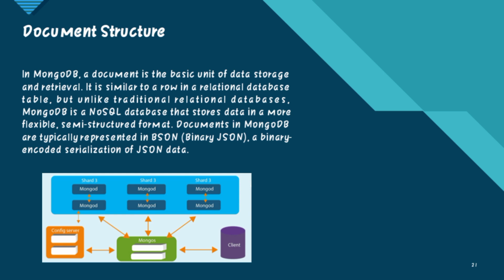Document structure. In MongoDB, a document is the basic unit of data storage and retrieval. It is similar to a row in a relational database table, but unlike traditional relational databases, MongoDB is a NoSQL database that stores data in a more flexible, semi-structured format. Documents in MongoDB are typically represented in BSON, or binary JSON format, a binary encoded serialization of JSON data.